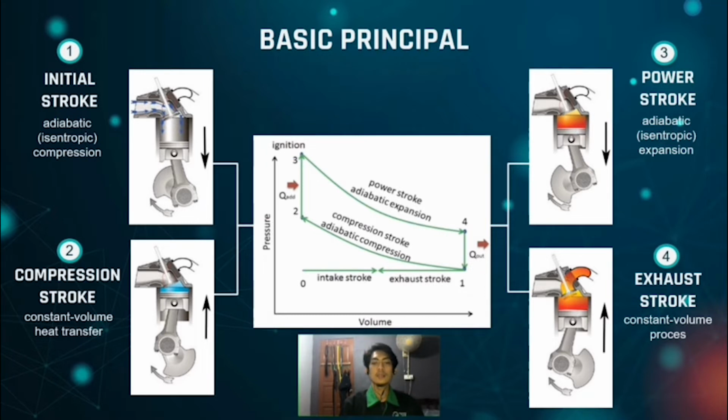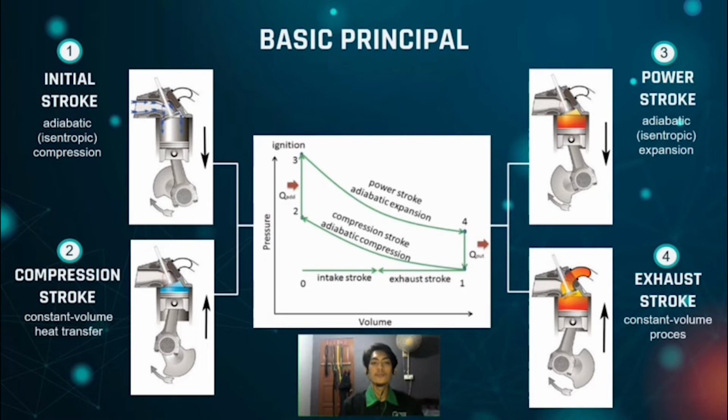Process 2 to 3 is constant volume heat transfer to the working gas from external sources while the piston is at top dead center. This process is intended to represent the ignition of the fuel-air mixture and the subsequent rapid burning.